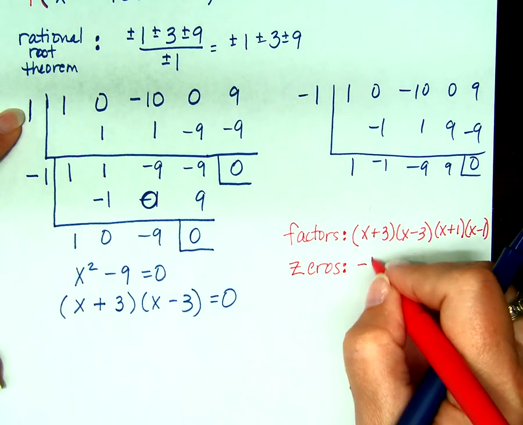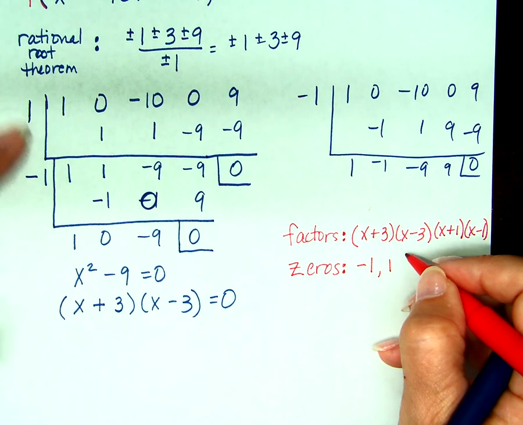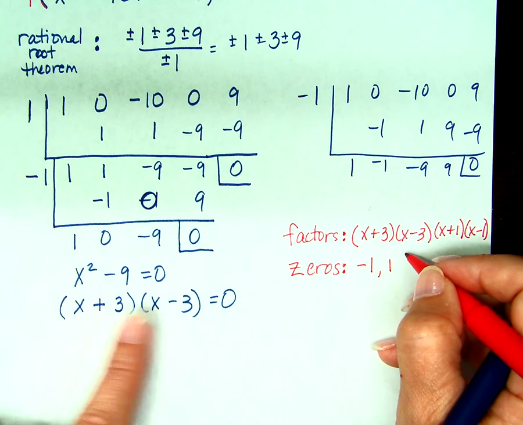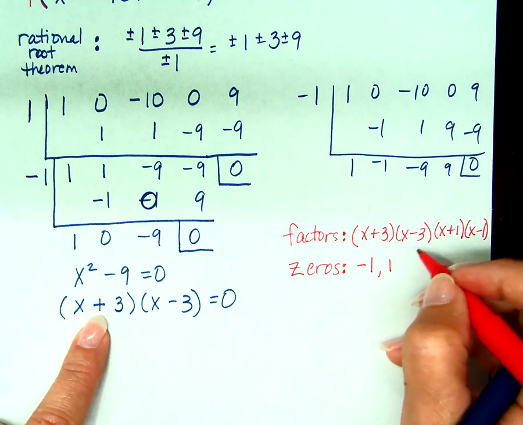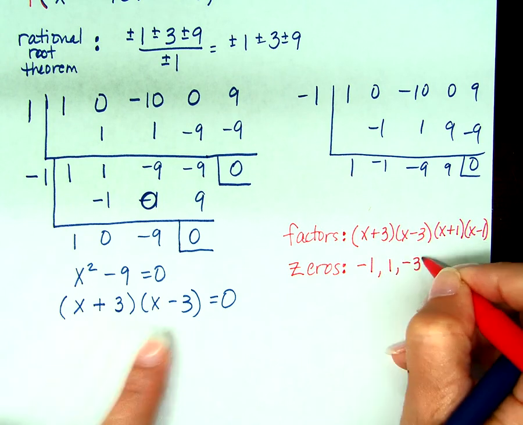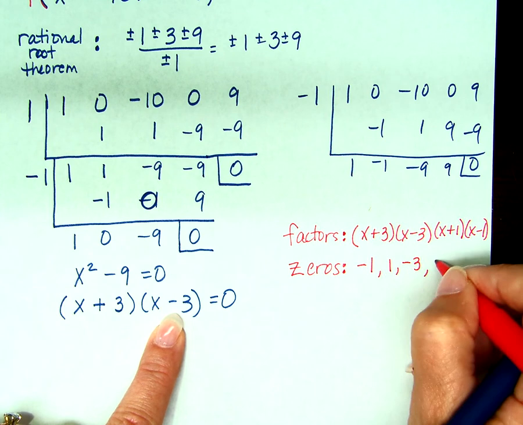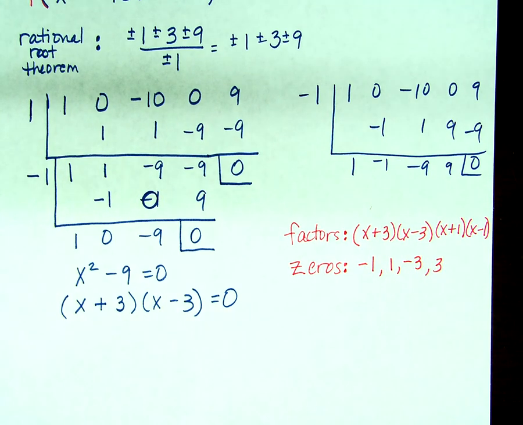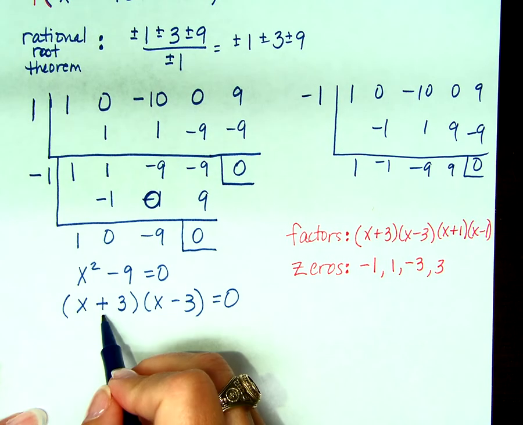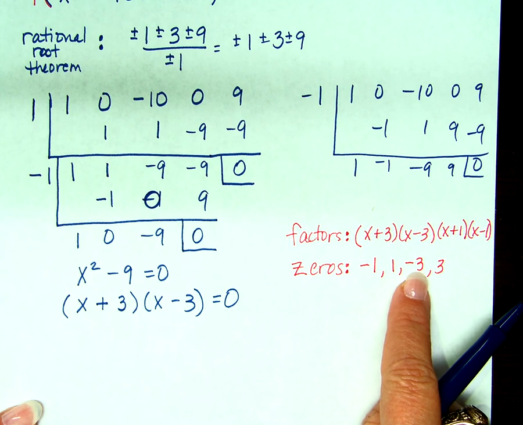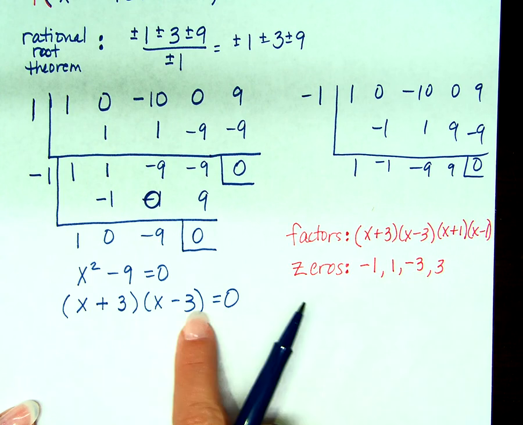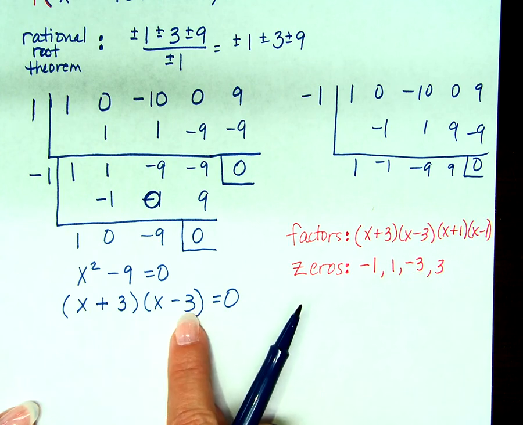What are my zeros? Well, negative 1 and 1 for sure, because those are the ones I have over here. But what do I get from these factors? What do I get from this factor? Negative 3, and from this factor, positive 3. Now, did I show any work there? Wait, I did it in my head? I subtracted 3 from both sides and figured out that my zero should be negative 3. I added 3 to both sides and figured out my zero should be 3.